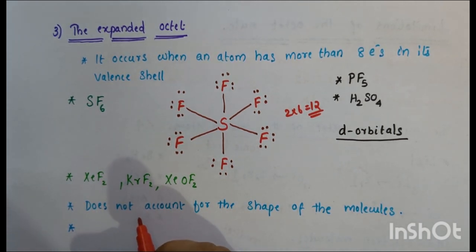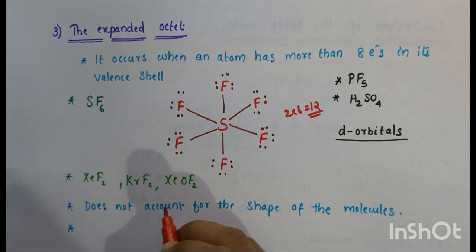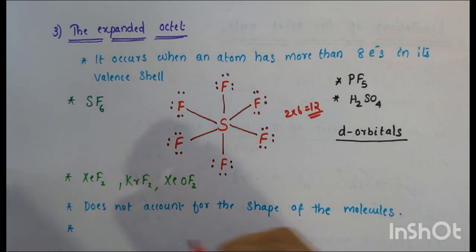See, this theory does not account for the shape of the molecules. Octet theory does not account for the shape of the molecules. It does not explain the relative stability of the molecules, being totally silent about the energy of a molecule. So these are a few limitations of the octet rule.